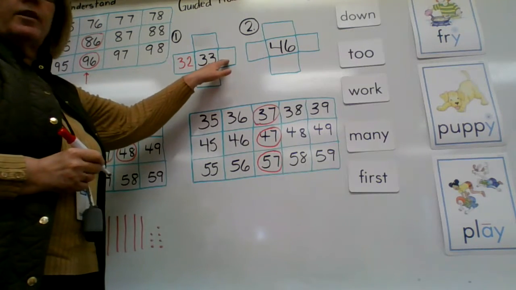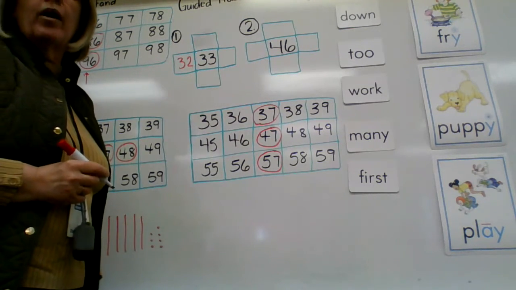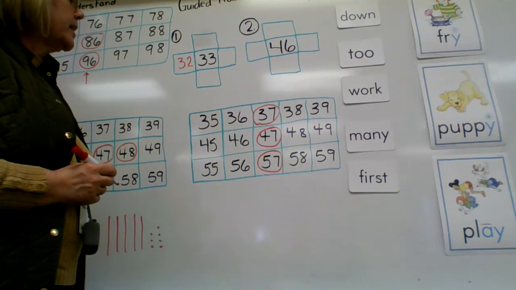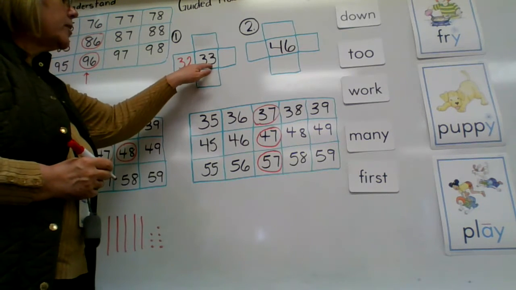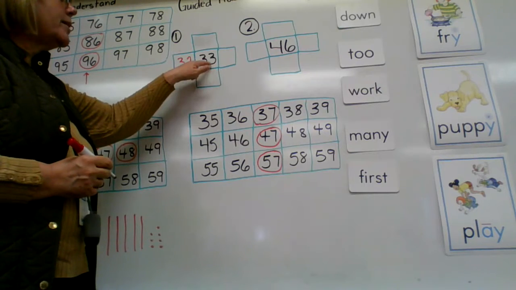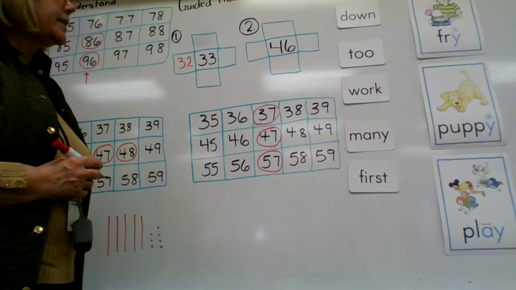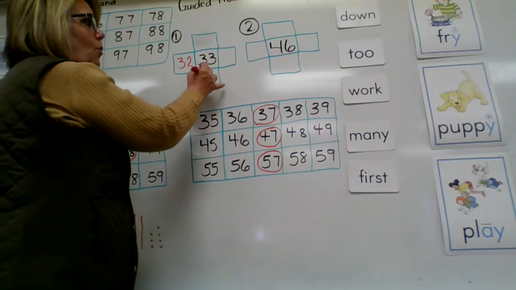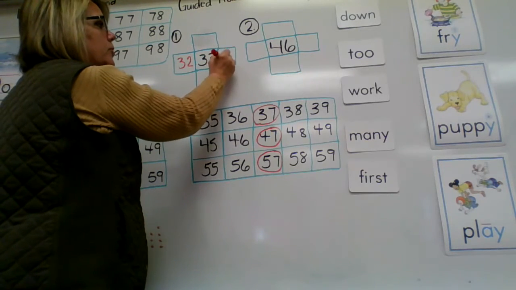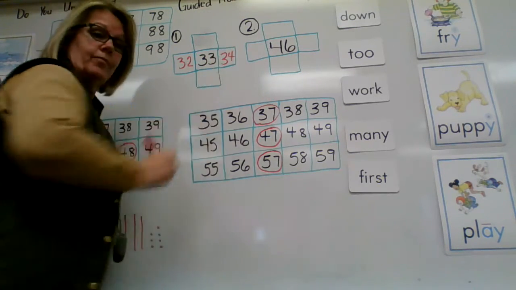Now we want to find the number that is 1 more than 33. Again, I can think about the number in my ones place. What number is 1 more or 1 greater than 3? It's the number 4. So 1 more than 33 would be 34.